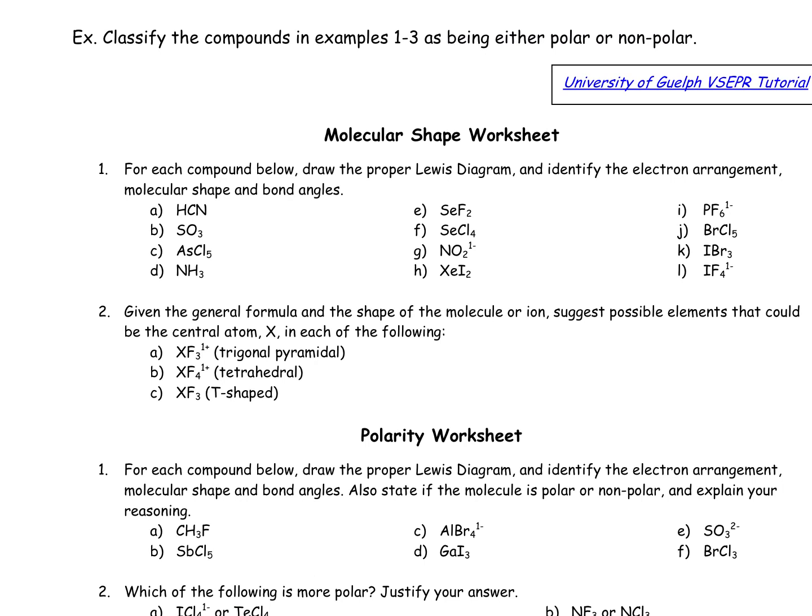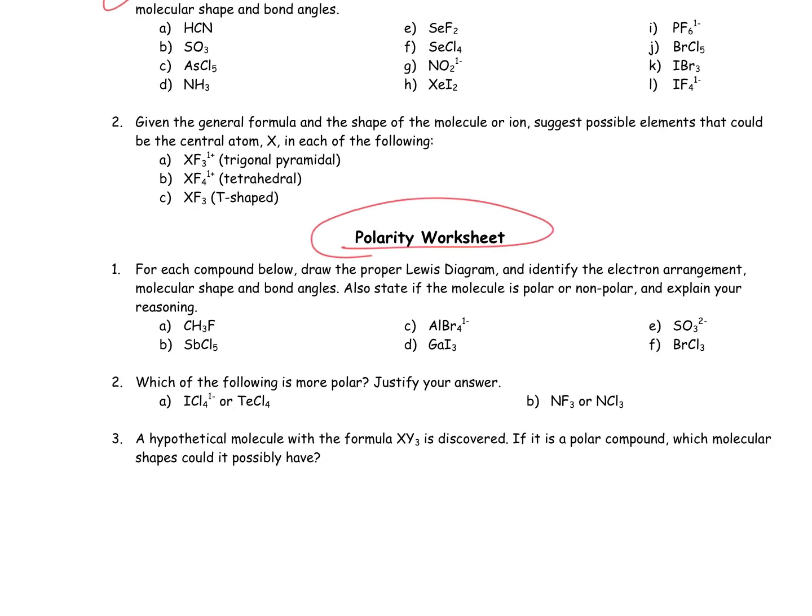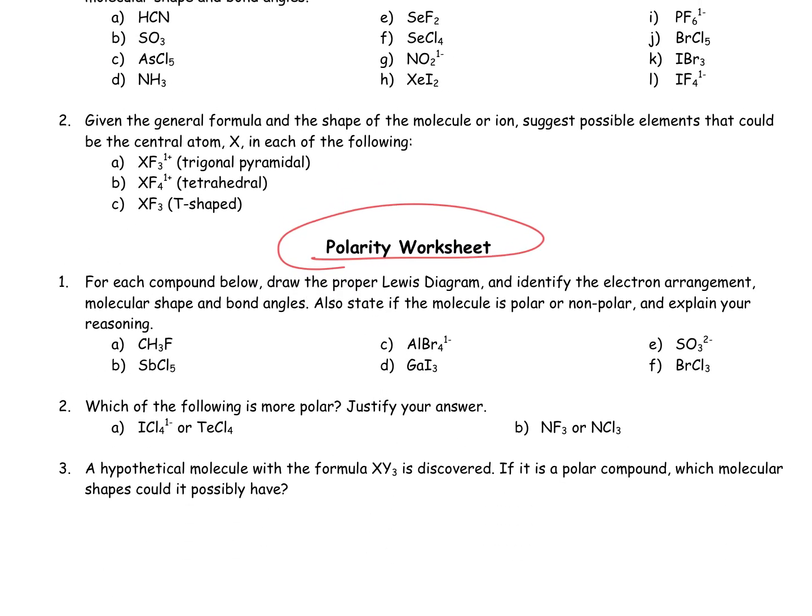So you did this molecular shape worksheet yesterday. What I want you to try out is this polarity worksheet 1 today. So same kind of question as number 1. You're first going to have to draw the proper Lewis dot diagram with the 5-step method. Identify the electron arrangement, the molecular shape, and the bond angles. But on today's polarity worksheet, you're also going to state if the molecule is polar or nonpolar and explain your reasoning.